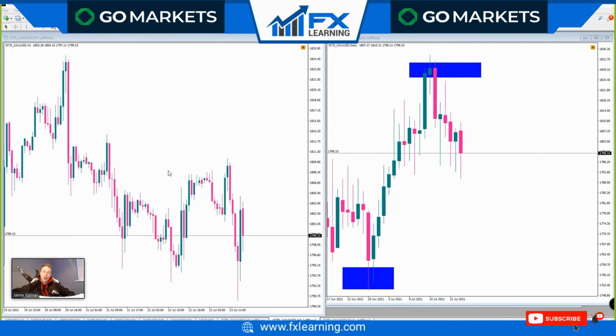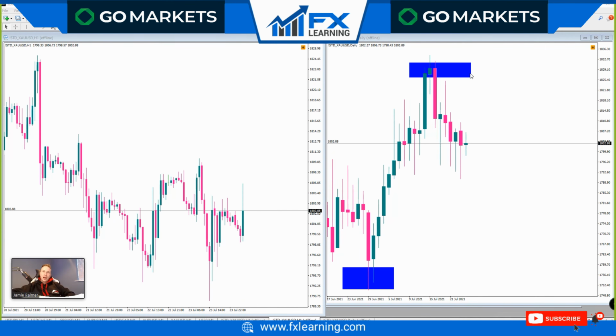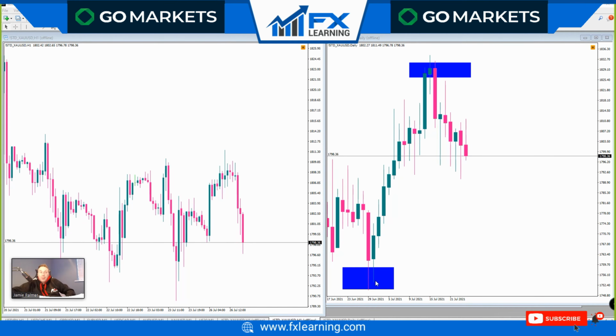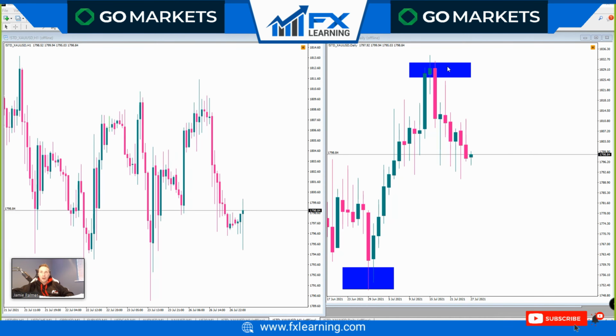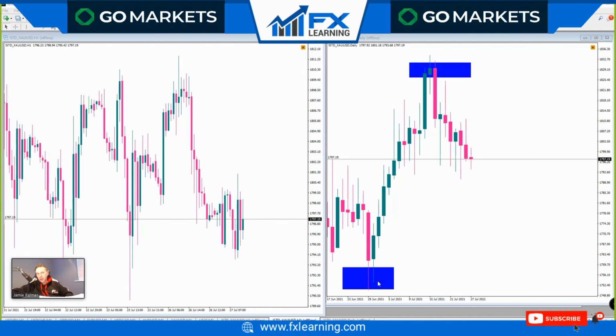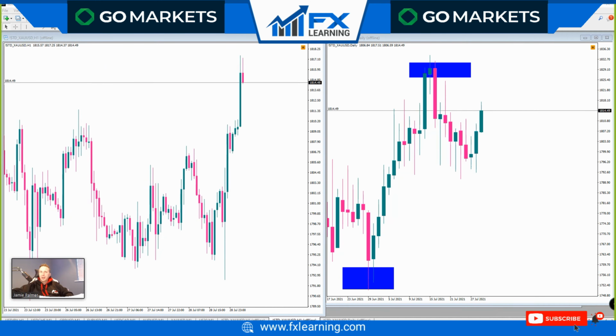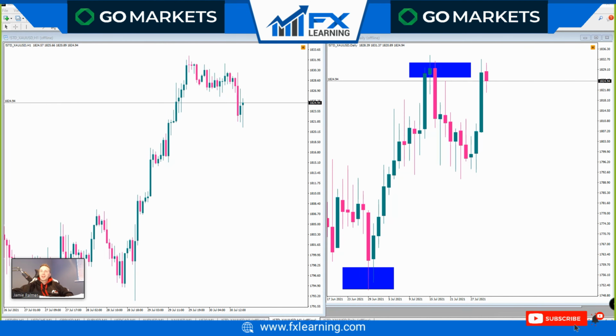Obviously price is going to come down, but we might either get a tap in of this level, or we might get a tap in of this level. Whichever happens, I know sellers will push price down from this level and buyers will push price up from this level. So let's see what happens. I'm going to make it a little bit quicker. Okay, so we tap in of this level.